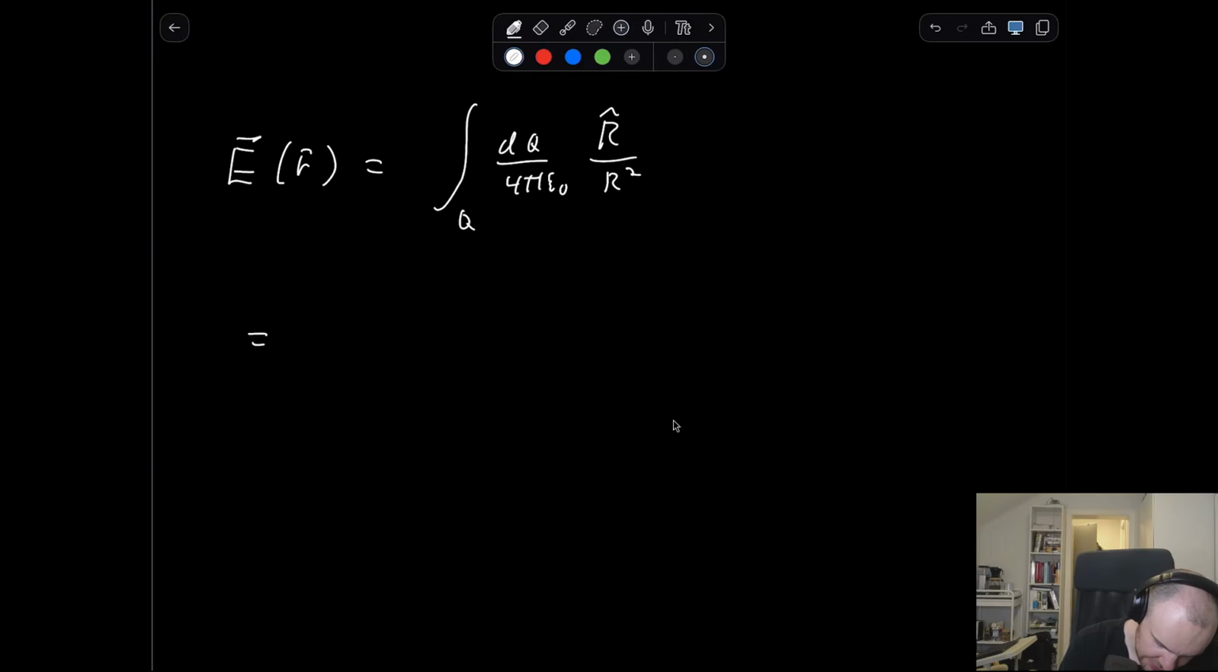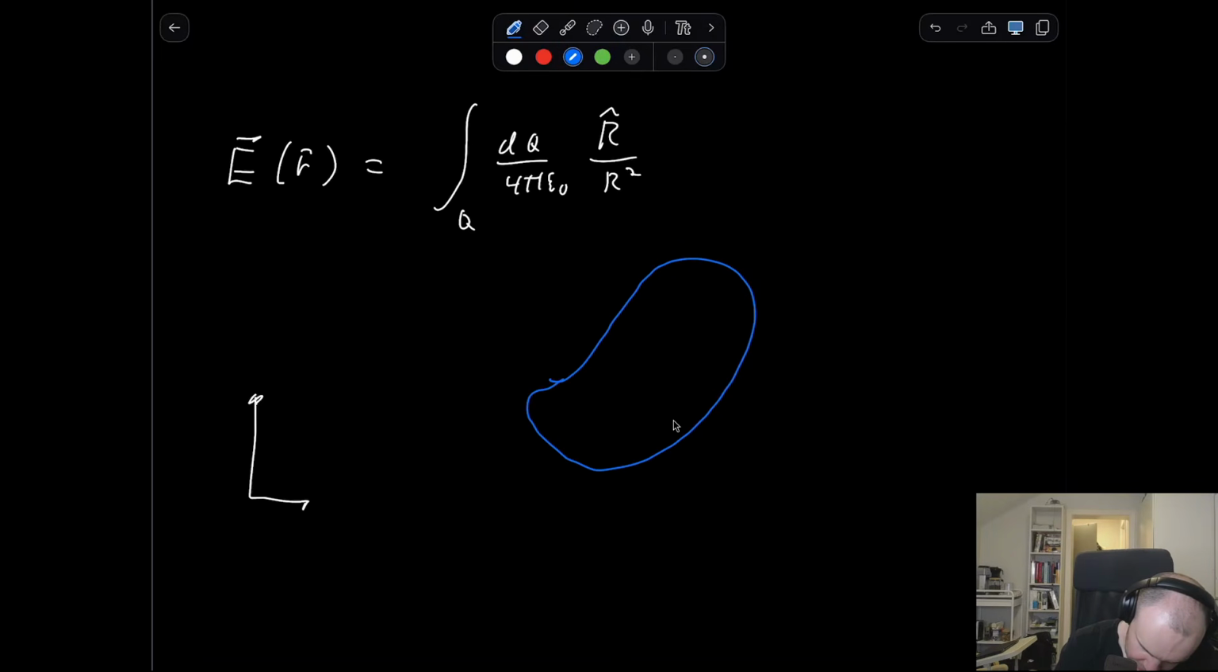This can also be written as the integral over a volume. Let's say we had some kind of object here. Again, I don't know why physics is so obsessed with this figure. It's always this figure, the volume.